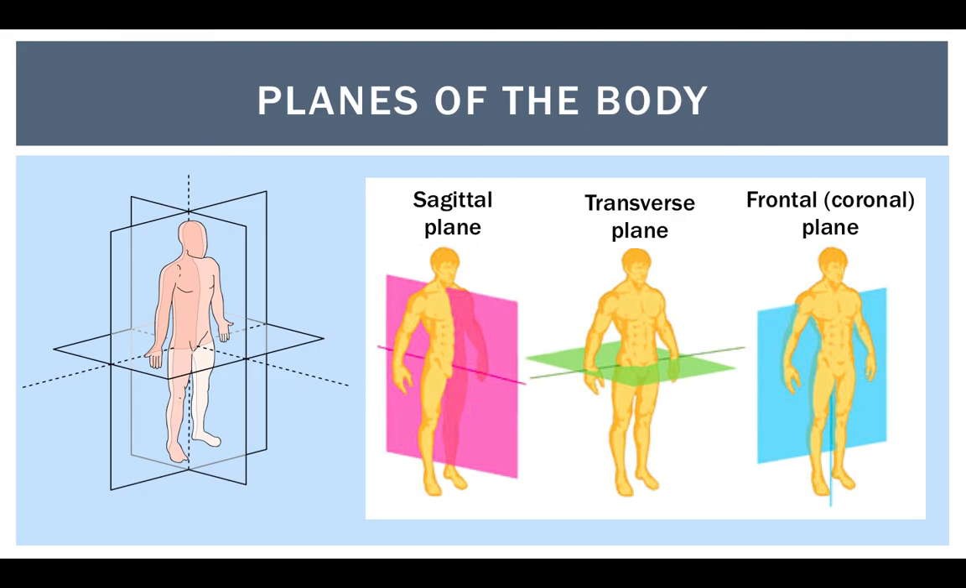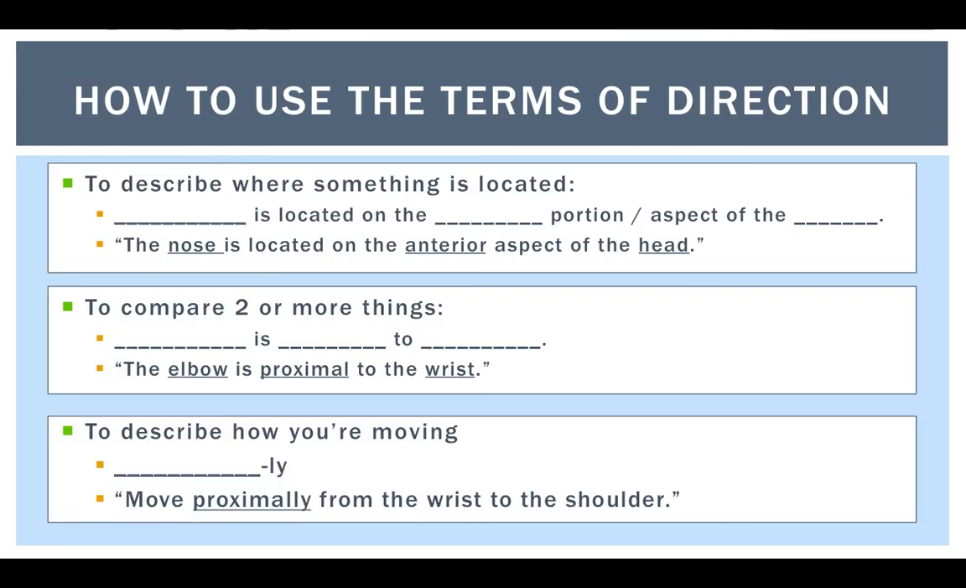The last thing to be aware of is how to use the terms of direction. I've been using them throughout, but you can use them in 3 different ways. You can firstly describe where something is located. So you might say that the nose is located on the anterior part of the head. The nose is on the front of your head. You can use it to compare 2 things. The elbow is proximal or closer to the trunk as compared to the wrist. The elbow is proximal to the wrist.